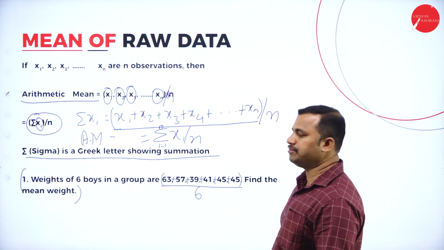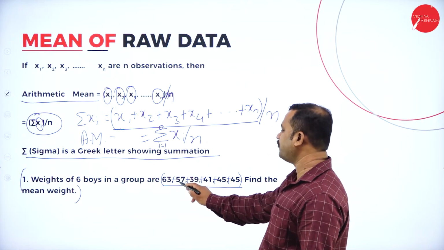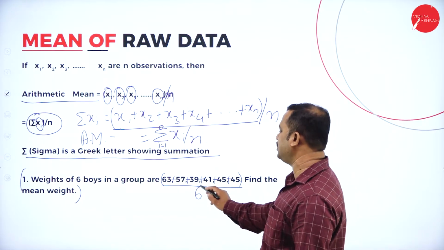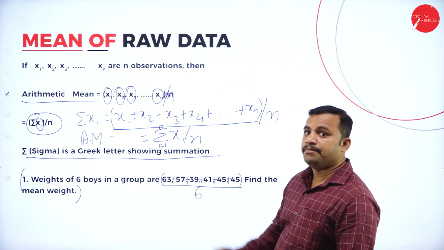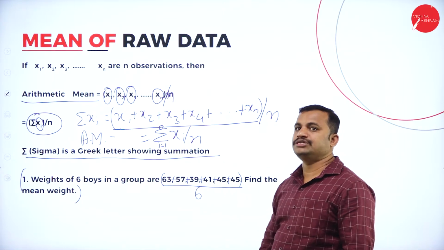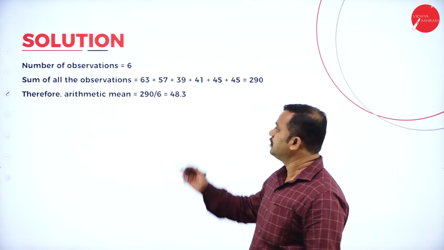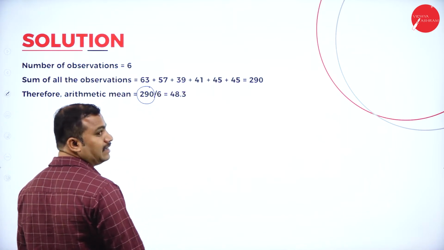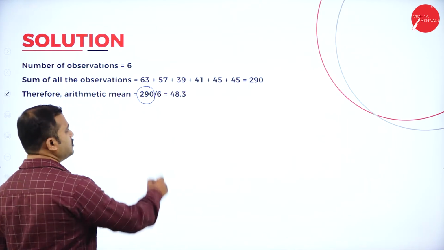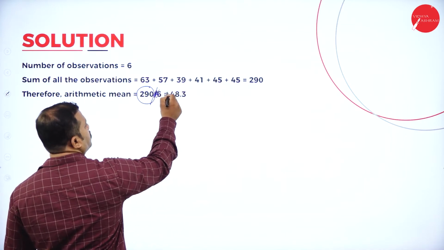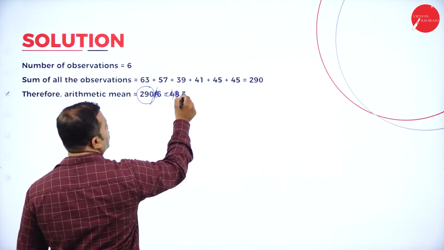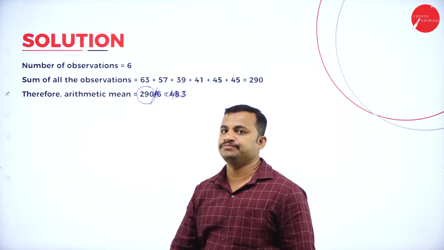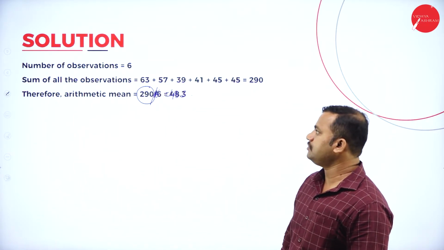What is the value I am getting? That is 63 plus 57 plus 39 plus 41 plus 45 plus 45, divided by 6. That gives me the mean weight of those 6 students in a class. That turns out to be 290 divided by the total number of students, that is 6, which gives me the average mean weight of 48.3. That is the average mean weight of students in a class.